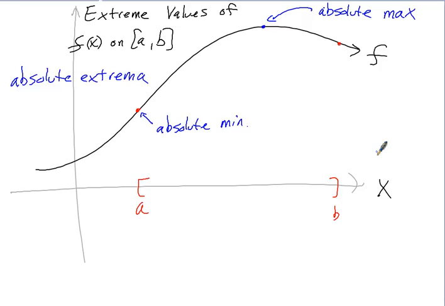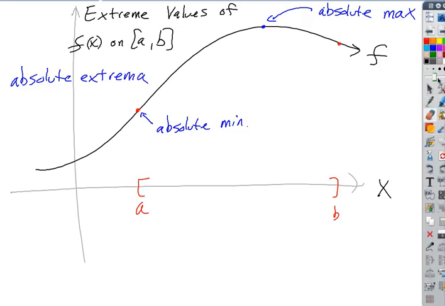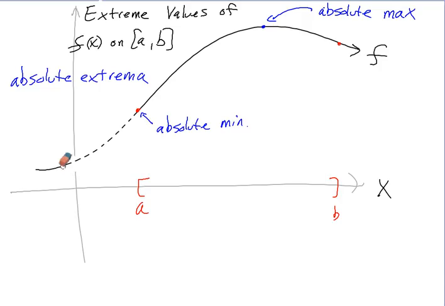On this interval from A to B, we're restricting ourselves. So in other words, the function still exists out there, but we'll just make it dashed to indicate that we don't really care about those parts. So on that solid part of the curve, we found the highest point and the lowest point.